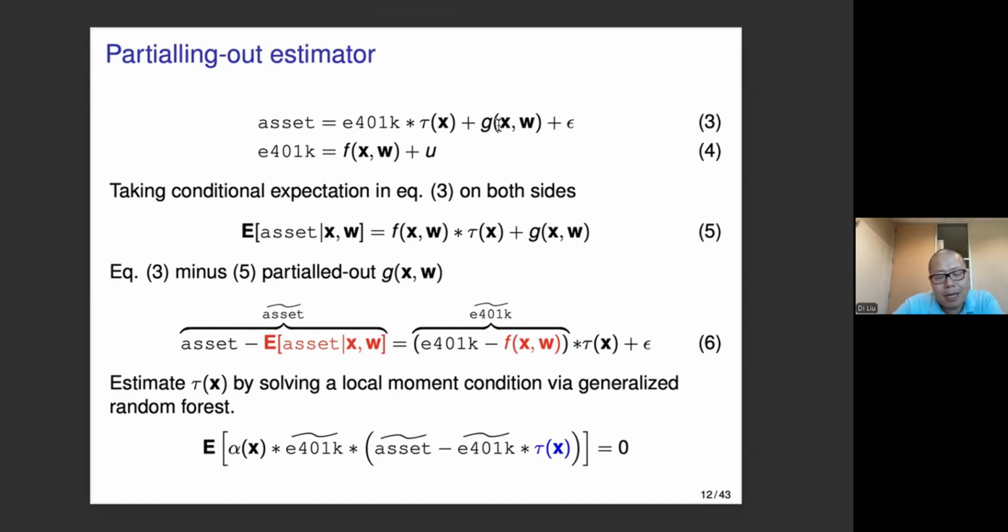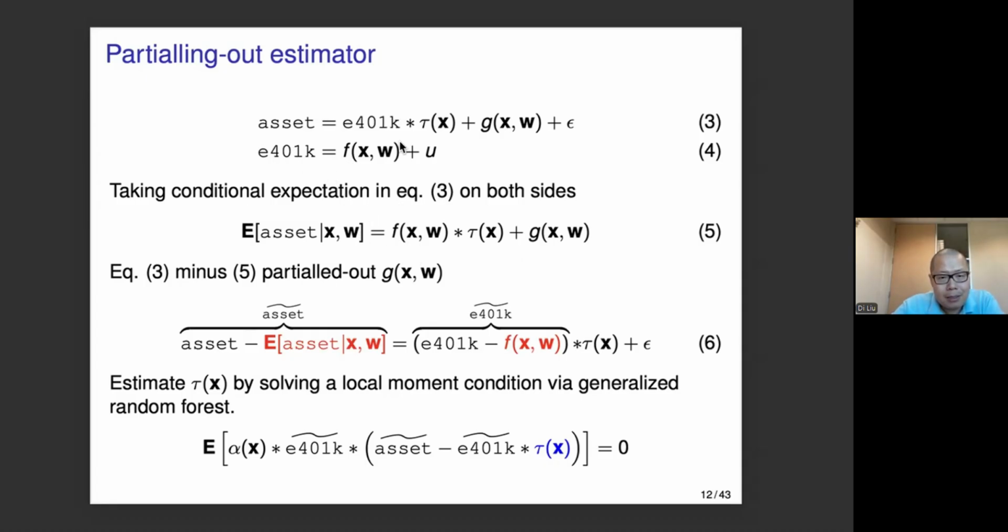Because the presence of the g(x) function is a little annoying, we want to get rid of it. So this partialling-out estimator is a way to partial out these nuisance functions. This is basically the workflow in mathematical terms. Again, this is the outcome model, and this is the treatment assignment model. And if we take the conditional expectation of equation 3 on both sides, on x and w, the epsilon disappears.